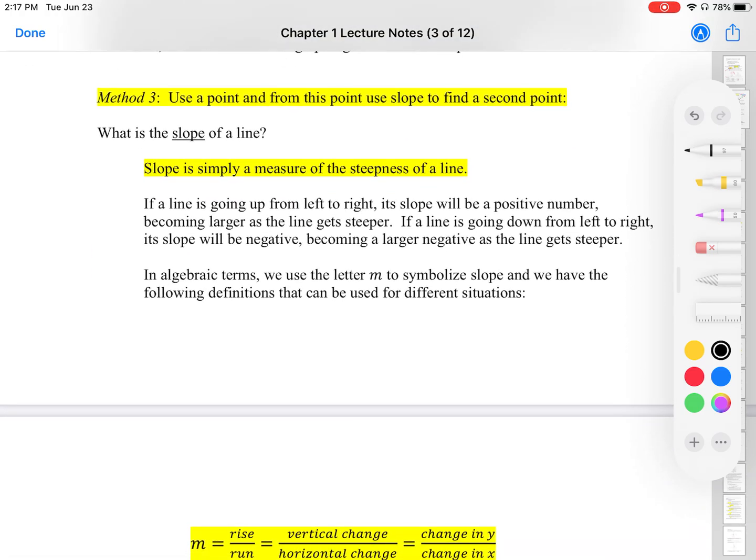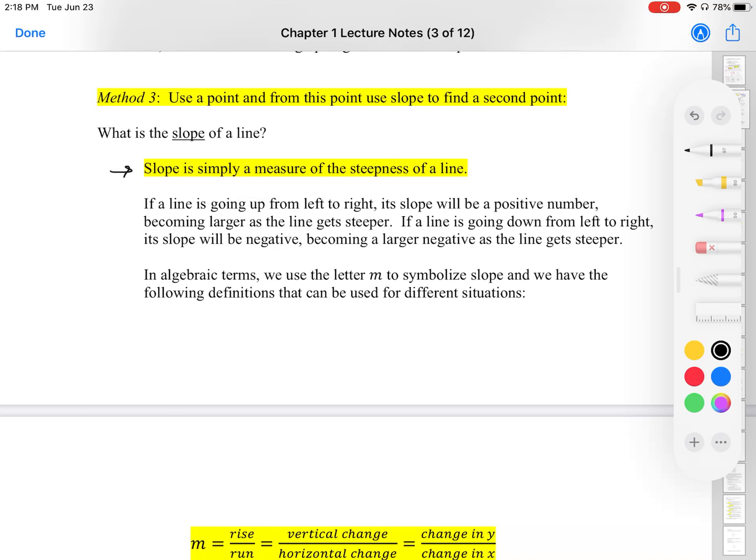Use a point and the slope of this point to find a second point. What is the slope? The slope is simply the measure of the steepness of a line. So think of a hill. It has a certain steepness, right?